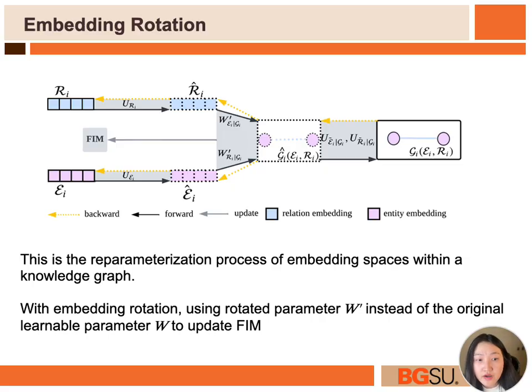This is the figure of our customized reparameterization approach. It shows the reparameterization process of embedding space within a knowledge graph. It shows how entity and relation embeddings at a given snapshot are transferred into rotated entity embedding space and rotated relation embedding space, respectively. With embedding rotation, we use the rotated parameter instead of the original learnable parameter to update the FIM.